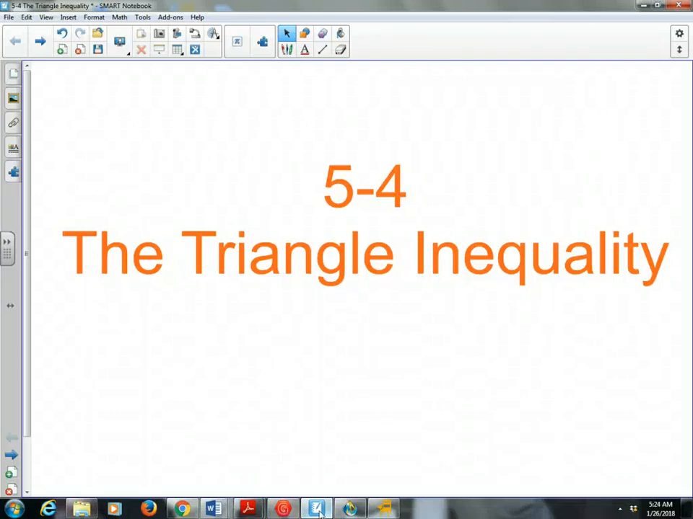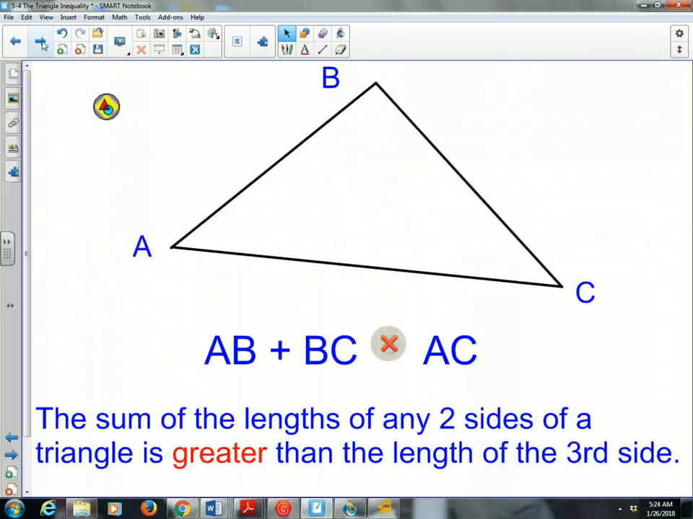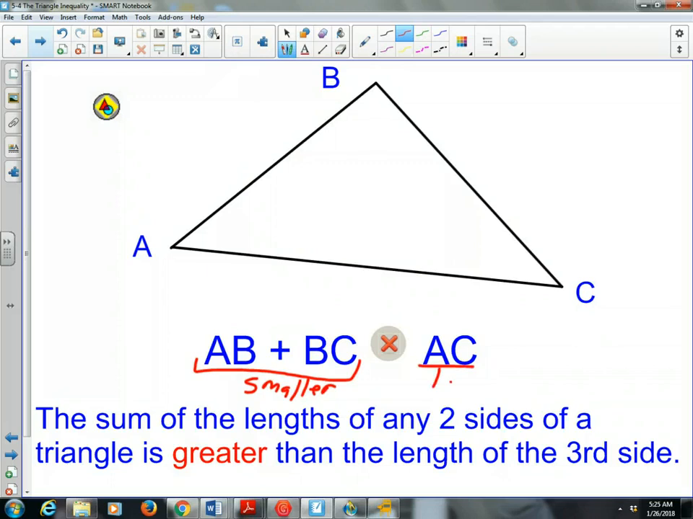Hi everyone, this video lesson is titled The Triangle Inequality, and it's from Chapter 5, Lesson 4. So if we take a look here, of course a triangle has three sides. Let's notice the length of the two shorter sides compared to the length of the larger side. So we're going to say AB and BC are the two smaller sides, and that AC is the longest side.